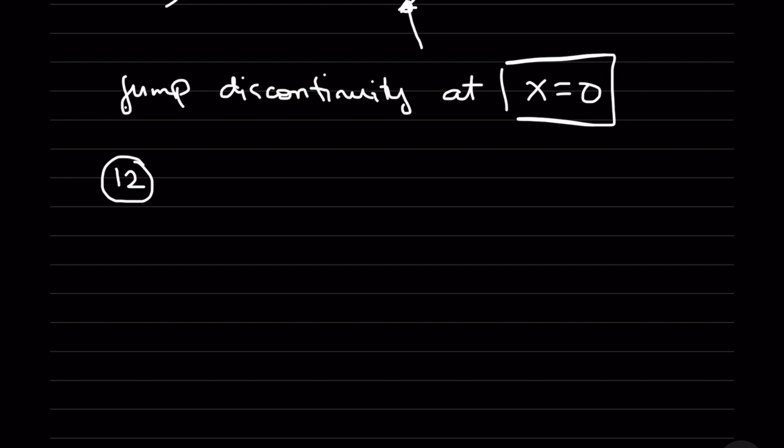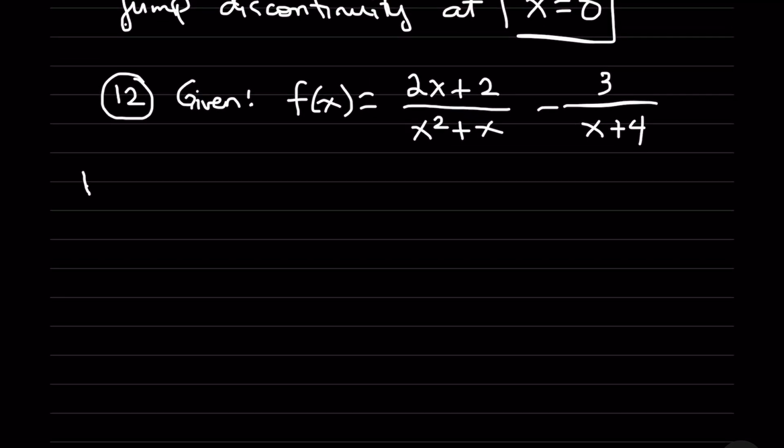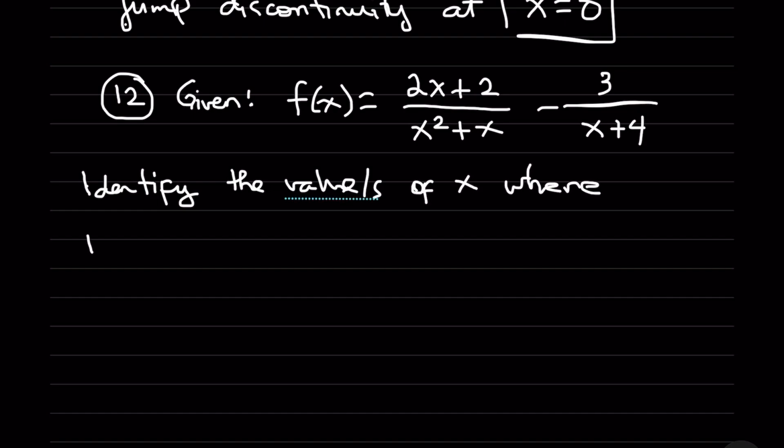Next, number 12. Given the following function, f of x equal to 2x plus 2 divided by x squared, plus x minus 3 over x plus 4. Identify the value or values of x where infinite discontinuity occurs.